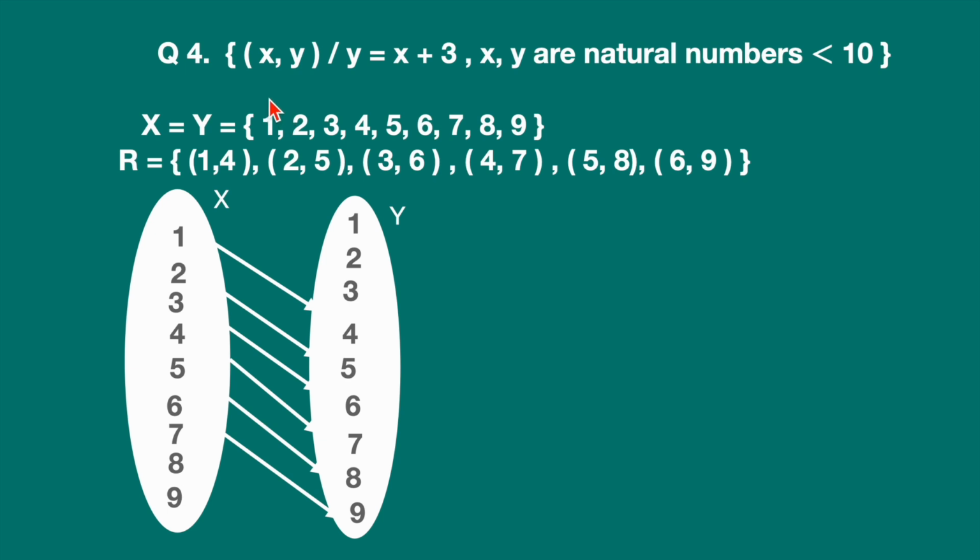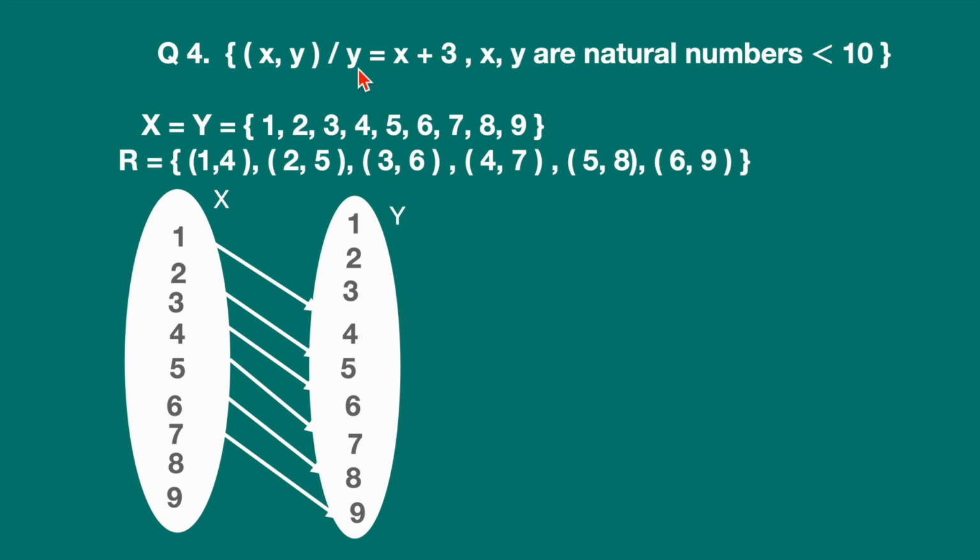Okay, next sum is {(x, y)} such that y is equal to x plus 3. x, y are natural numbers less than 10. So first let's write down the set x and y. It will be the set of natural numbers less than 10: 1, 2, 3, 4, 5, 6, 7, 8, 9. Okay, we will not take 10 also.